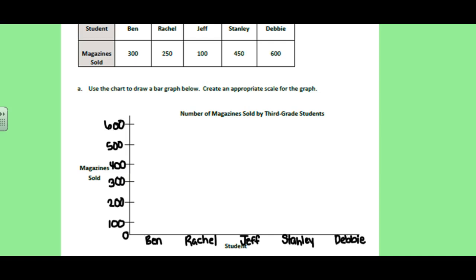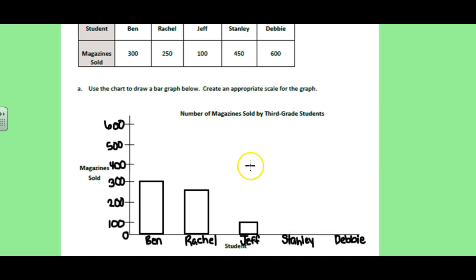We've got Ben, Rachel, Jeff, Stanley, and Debbie. And so now we need to start putting our bars for each individual student. So we know that Ben had sold a total of 300 magazines, so my bar is going to go right up here to 300. Rachel sold 250, so it's going to be right in between 200 and 300. And then Jeff sold 100, so it's kind of going to be a short bar. It's going to go right over here to 100.